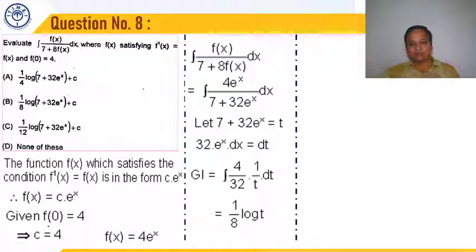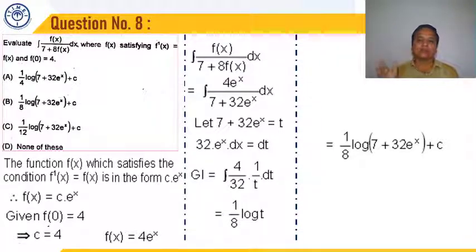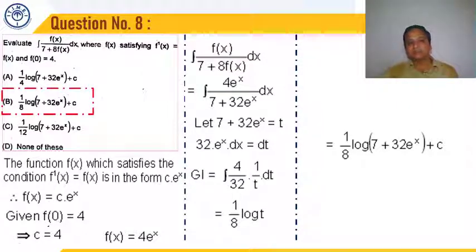But t is the assumed value, and the value of t is to be substituted back in the expression. So it comes out to be 1 by 8 log of (7 plus 32 e to the power x) plus c. We just put back the value of t in the expression. And if we carefully look at the choices, it gives us choice B as the answer.